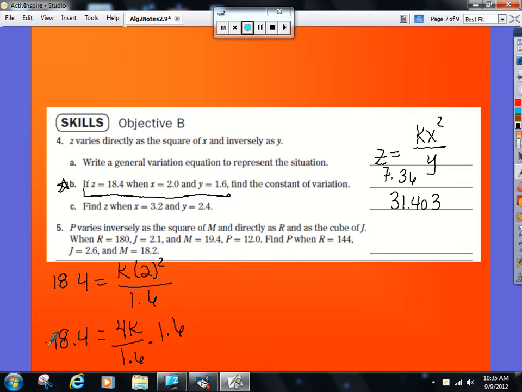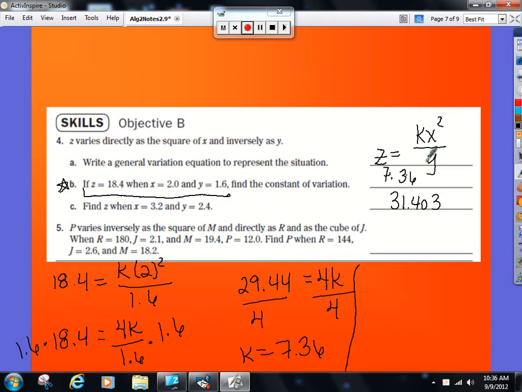Remember, we need to do it to both sides to keep things equal. I'm going to break out my calculator here on 18.4 times 1.6, and I get 29.44 equals 4k. Looking for that k value, so I divide both sides by 4, and I get k equals 7.36. Don't round that. Some of you had issues on your quiz about rounding that k value, and that does mess up some of your calculations later. So keep as much of k as you can.